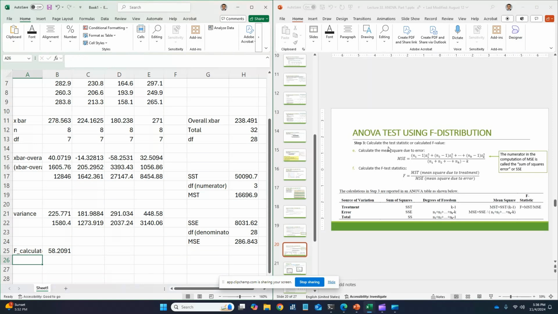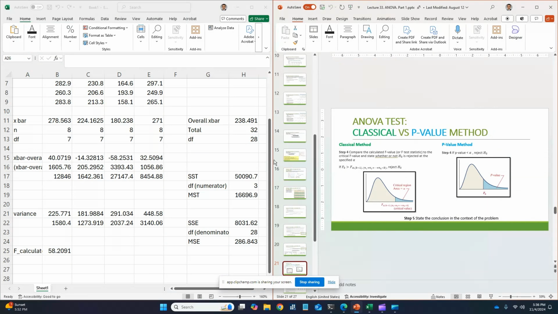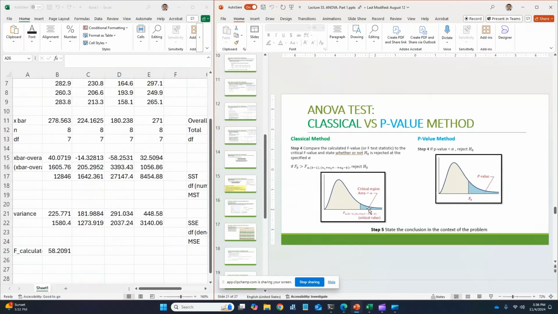Now what is our critical F? Notice that what we're trying to do here is this. Our F stat, the calculated F, is somewhere here, way down the line to the right. And notice that it is only on the right axis. That's the characteristic of the F statistic. And we are testing if our calculated F is beyond the critical F or not.